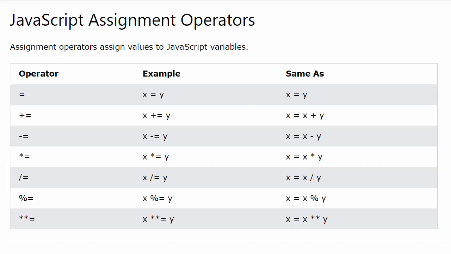Now let's learn about JavaScript assignment operators. Assignment operators assign values to JavaScript variables. Our first operator is the equal sign, and if I write x = y, whatever the value of y will be, it will be stored in x.